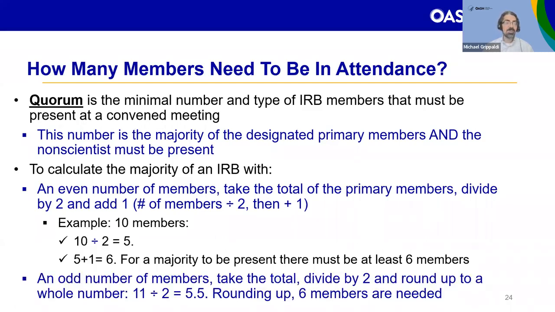I think odd numbers are a little easier because you don't really need to remember to add the 1. You can't have half a person, right? So just divide the number by 2 and round up. Here we have 11 primary members. You divide by 2, you end up with 5.5. You round up. So in this instance, you would need to have 6 of the primary members present and the non-scientist for quorum to be met to have the meeting.